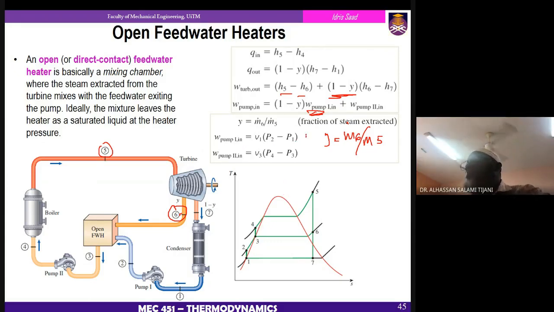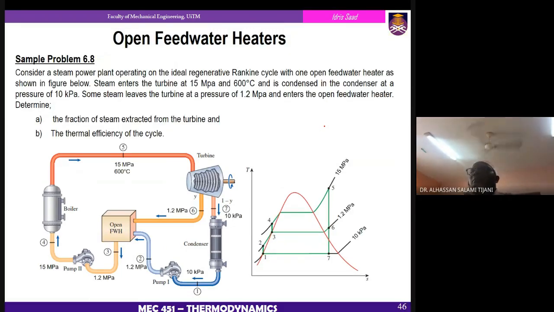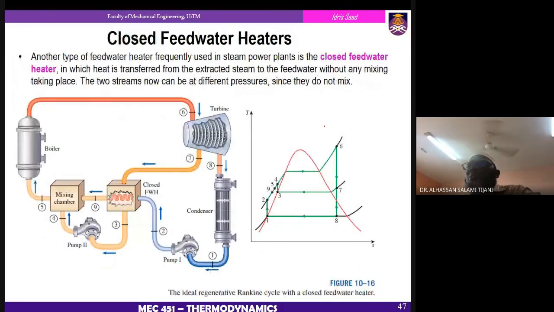The individual pump, the work input is given by this. Okay, so this is an example. And for the closed feed water heater, we have another type of closed. So this is a closed feed water heater.